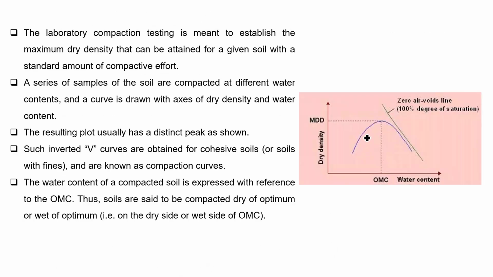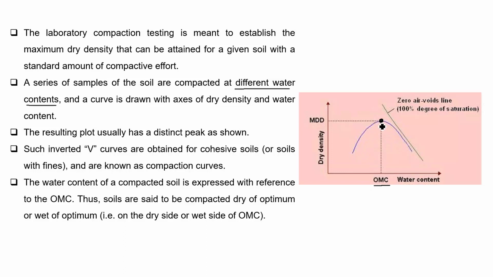The laboratory compaction test is done to establish the relationship between dry density and the moisture content of the soil. In this test, a series of samples of the soil are compacted at different water content and a curve is obtained. From this curve, we can find the maximum dry density of the soil for a particular moisture content, which is called optimum moisture content. And the water content at any point in this compaction curve is expressed with reference to this OMC.